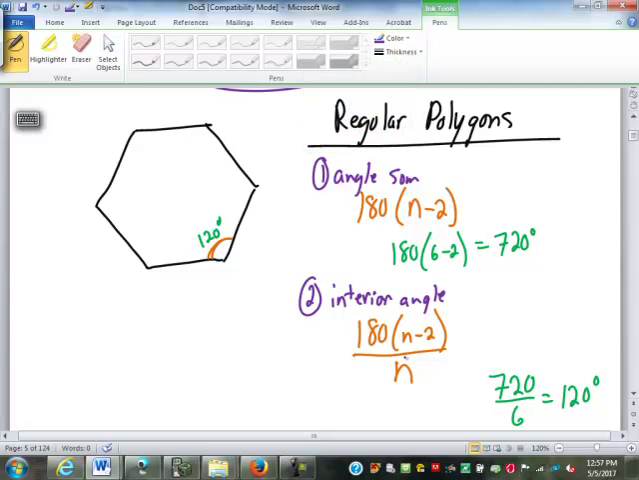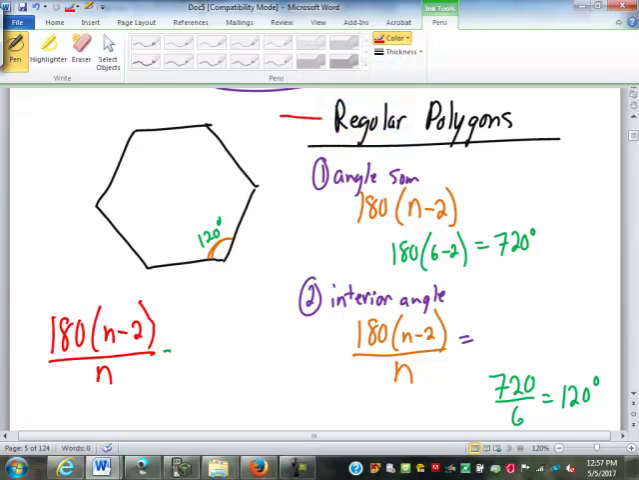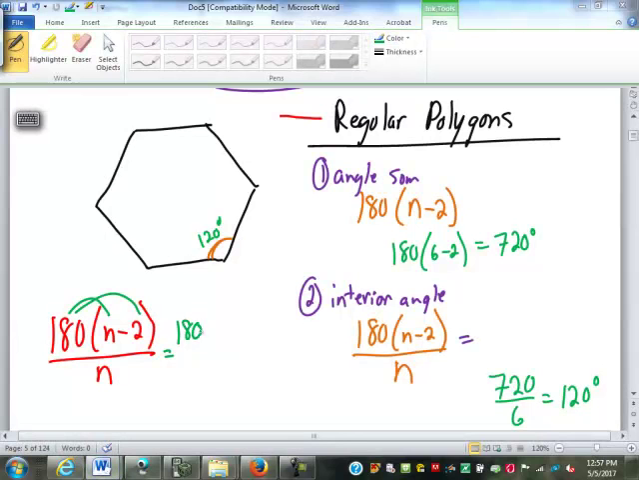But this formula here is still quite important. I'm going to take it over here. 180 times n minus 2 over n. I'm going to distribute the 180. 180 times n, 180n. 180 times negative 2, negative 360. Over n.